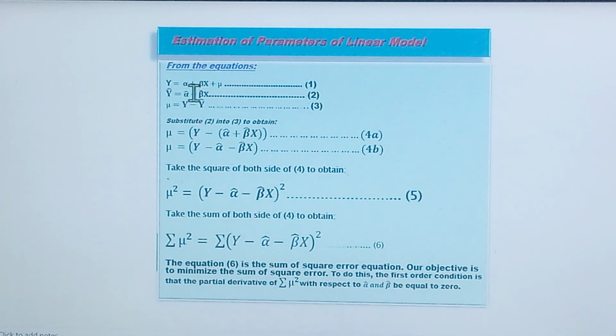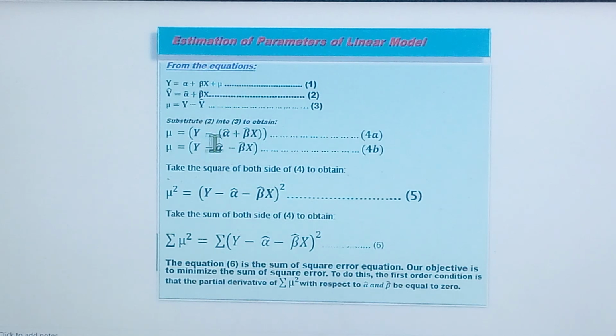So this is to tell you that alpha cap is the estimated value of alpha, the original alpha. Beta cap is the estimated value of beta, the original beta. And of course, y cap is the estimated value of y, the original y. If you look at equations 1 and 2, you see that the difference between the two is just the error term. So the error is simply the difference between equation 1, which is y, and equation 2, which is y cap.